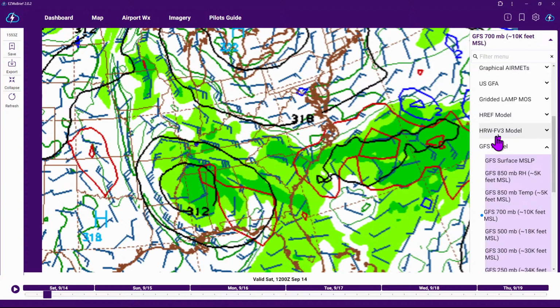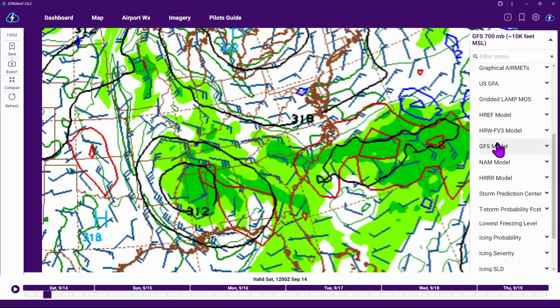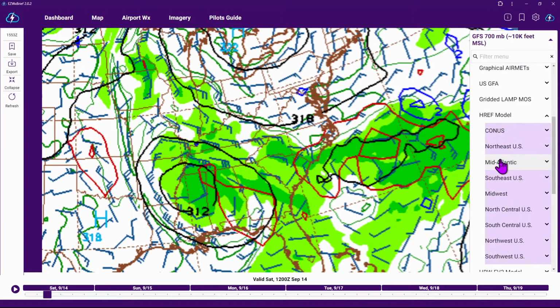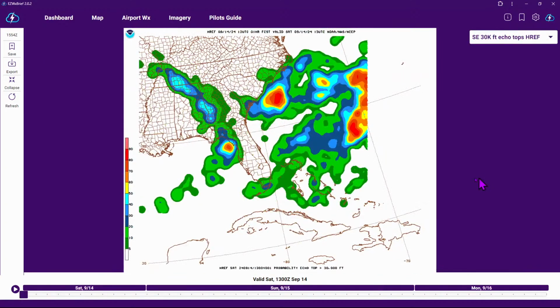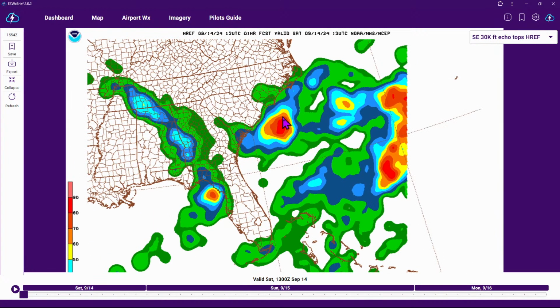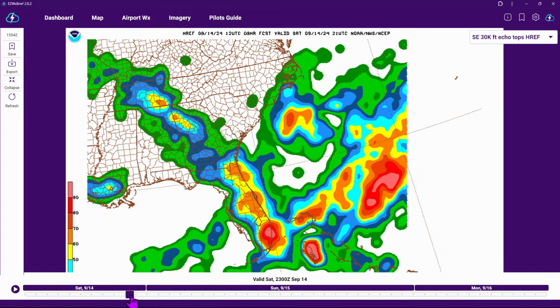Also, I want to focus now more on what's happening for tomorrow morning. One of the things I'll look at is, under the ATH model, the southeast U.S., and specifically the 30,000 foot echo tops. The colors here are probabilities: what is the probability we'll see echo tops above 30,000 feet? Certainly in those situations, we'd expect convection, or deep moist convection, to occur in that area.